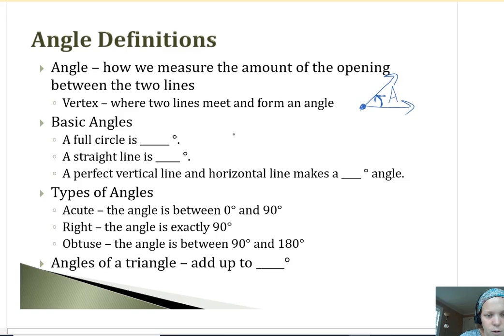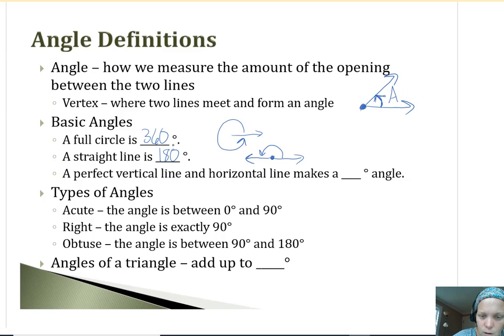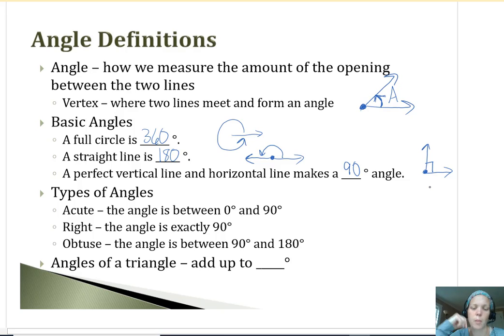So for full circle, if I go all the way around, that's 360 degrees. A straight line, if here's my vertex and I go until I have a straight line, that's half of the 360, 180 degrees. And then a perfect vertical to a horizontal makes a 90 degree angle, and a lot of times we use a box in the corner like that. Throughout this unit, if it looks like a 90 degree and there's no box, usually we're going to assume that it's 90 degrees.